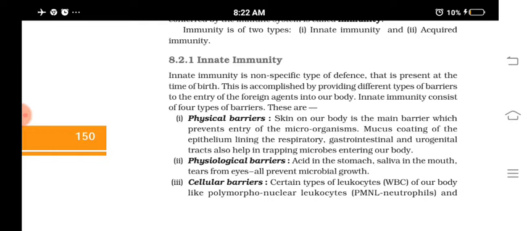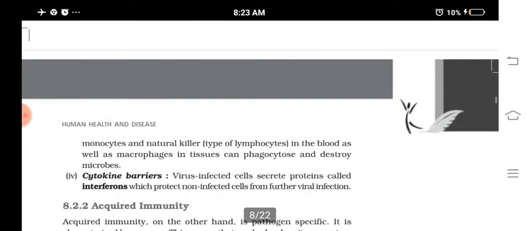Then next is cellular barriers. Cellular barriers means some kind of leukocytes. Do you remember WBCs are of different types, isn't it? Leukocytes, monocytes, neutrophils, basophils, eosinophils, different types are there. So there are certain cells which are associated with the immune system, like leukocytes, WBC. Then polymorphonuclear leukocytes. Then comes the monocytes, then natural killer type of lymphocytes.